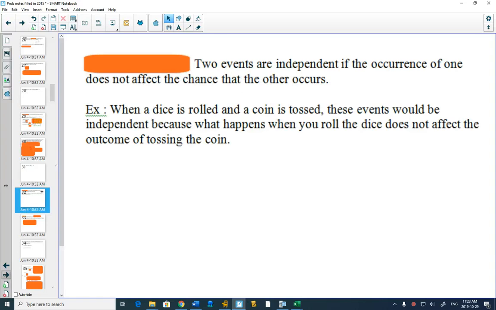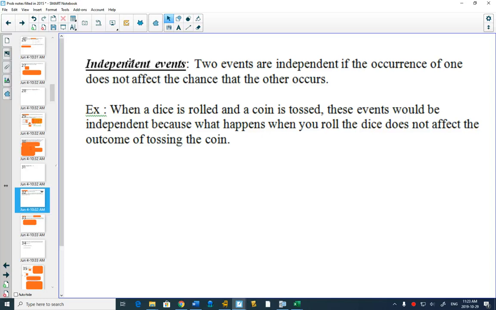Next definition. Probability has a lot of definitions, and the IB questions will want to make sure that you understand the definitions. 2 definitions that often get confused are mutually exclusive and independent. Mutually exclusive means they can't happen at the same time. Independent means that one does not affect the other.